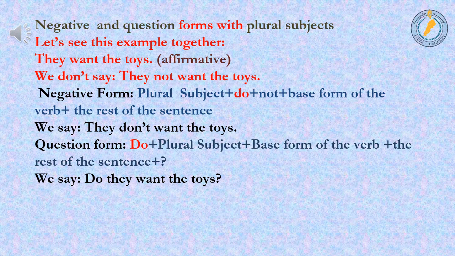The question form is do plus plural subject plus base form of the verb plus the rest of the sentence, and at the end I add the question mark. So in the question form I have to put do at the beginning. This do is followed by the plural subject. Then we add the base form of the verb, then the rest of the sentence, then I add a question mark at the end. So the question becomes, do they want the toys?